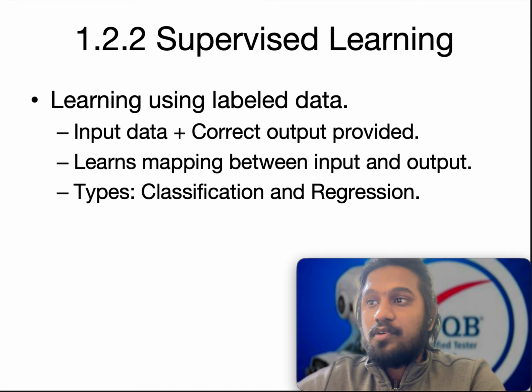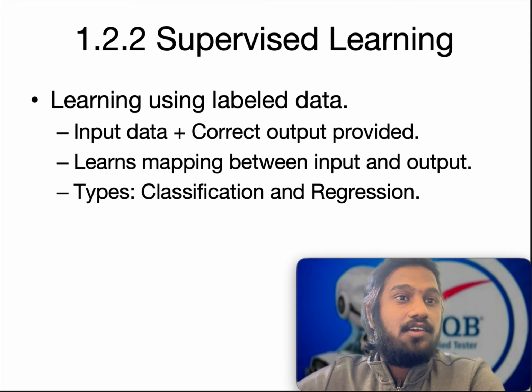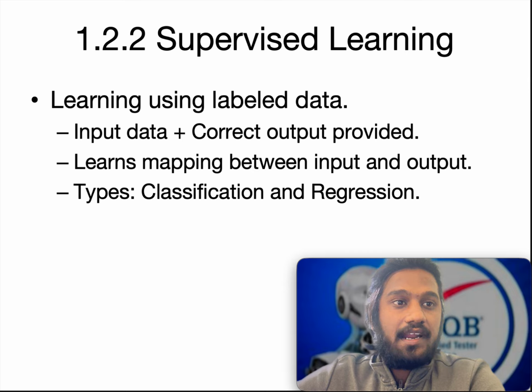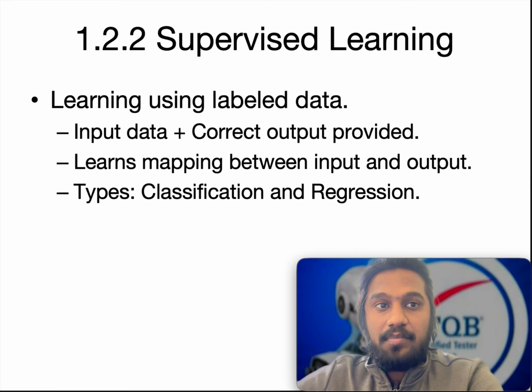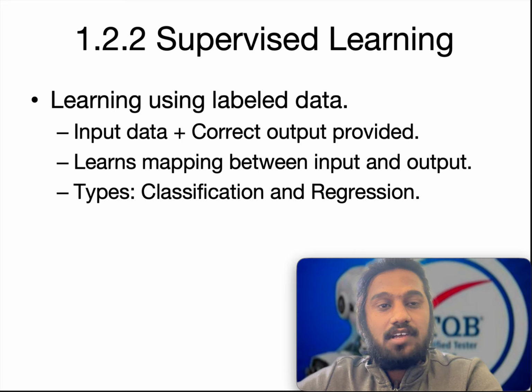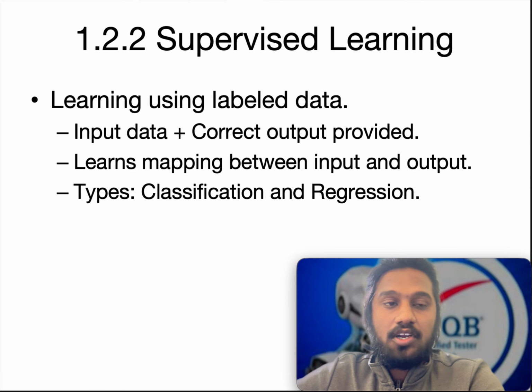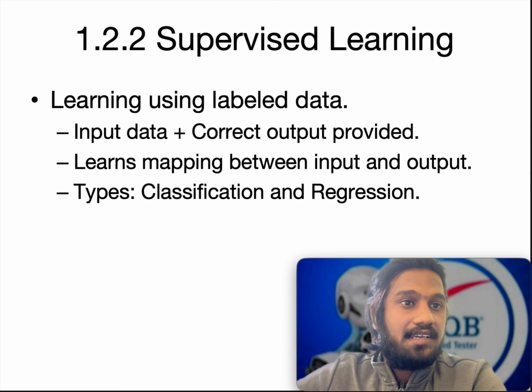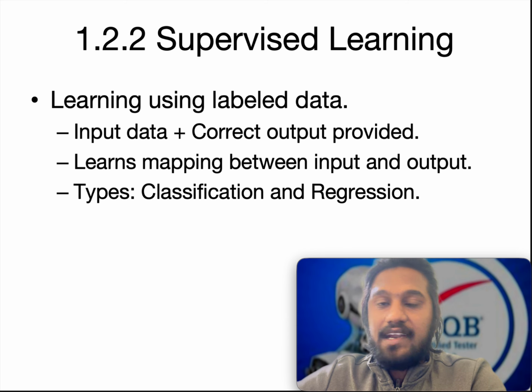So what is supervised learning? In supervised learning, we train the model using labeled data. That means we provide input data and the correct output. The system learns the mapping between input and output. Example, we provide thousands of emails labeled as spam or not spam. The model learns from patterns and basically classifies them. So that is basically what supervised learning means.